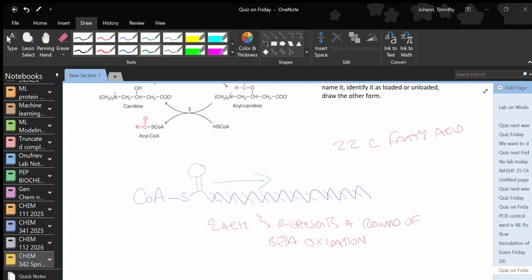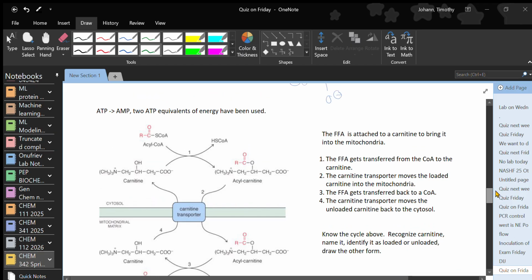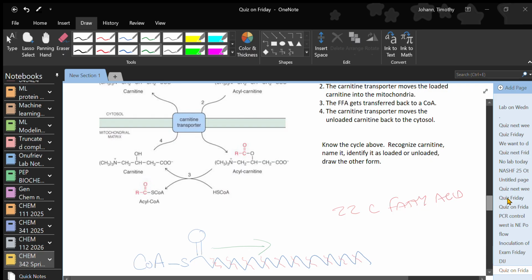Going back to the last thing, what did you call the cycle? The carnitine cycle. I guess. I don't know that it has an official name. If it does, it's probably the carnitine cycle.